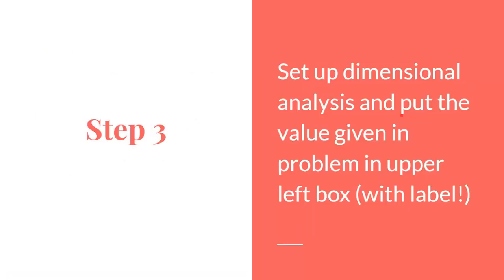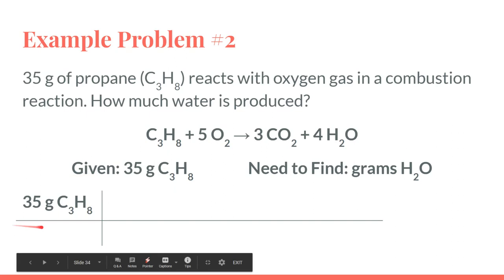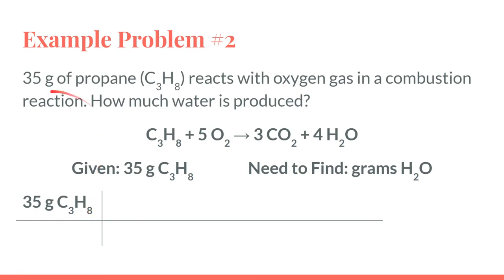The next step, step 3, is to set up dimensional analysis and put the value given in the upper left-hand box with a label. So please pause the video, try this for yourself, and hit play when you are finished. So you should have put 35 grams of C3H8 in the upper left-hand box of your dimensional analysis. This is the value we were given. This is the value that we are going to start with. Notice this is the only number given in the problem. Where else are you going to start?